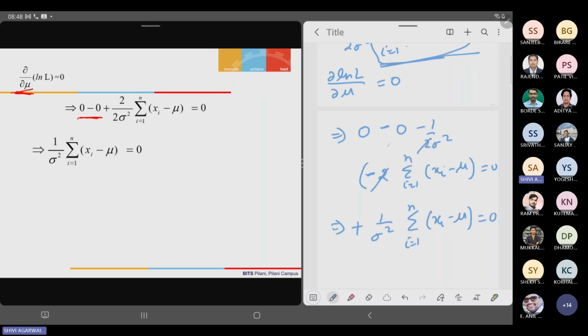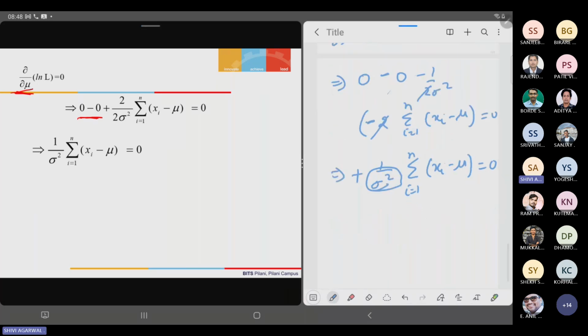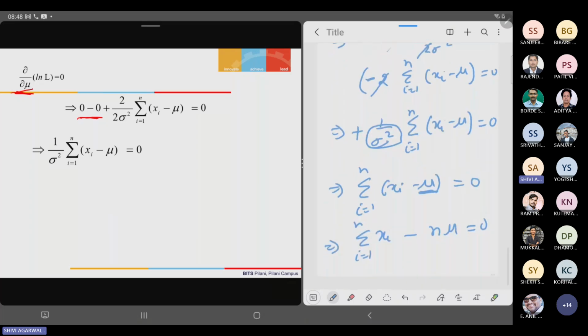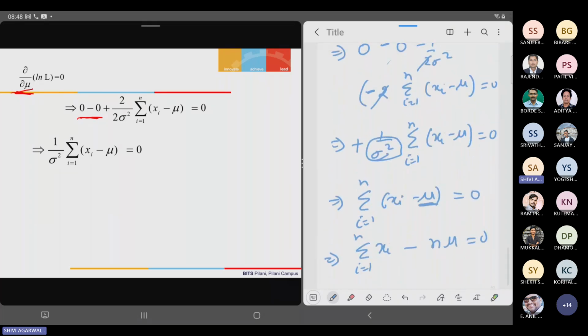Now we can drop the σ², because σ² can never be equal to 0. Why? Because it is a variance, and variance never is equal to 0. If variance is equal to 0, then xi is not a random variable. Okay. So from that, we get summation i equals 1 to n (xi minus μ) is equal to 0. Now we open this summation: summation i equals 1 to n xi minus n μ, because we are adding μ n times, so that will become n μ, equal to 0.